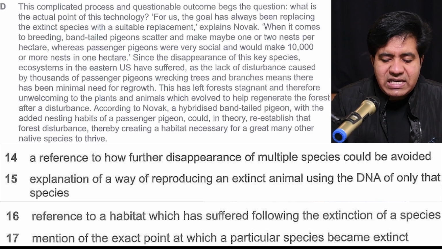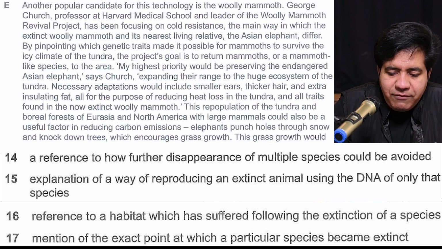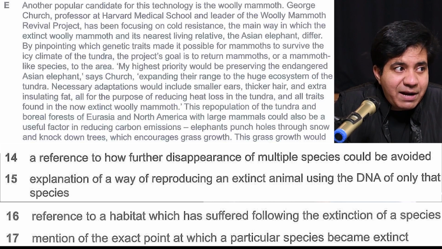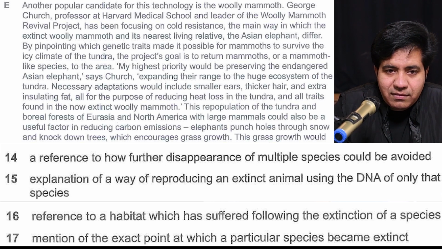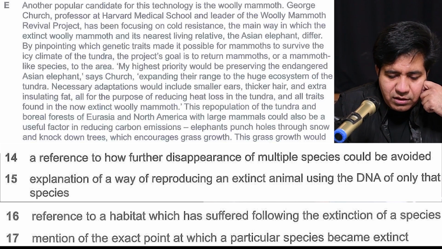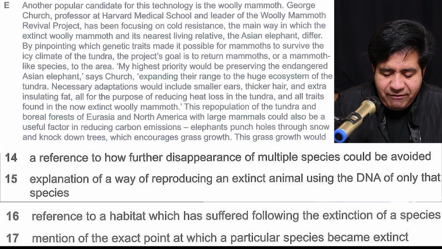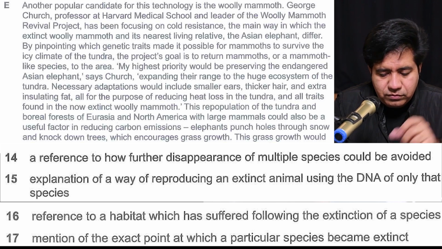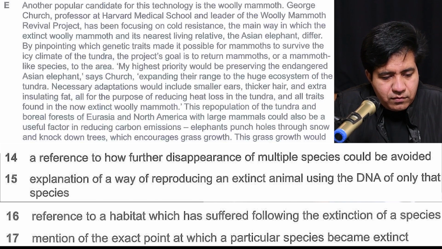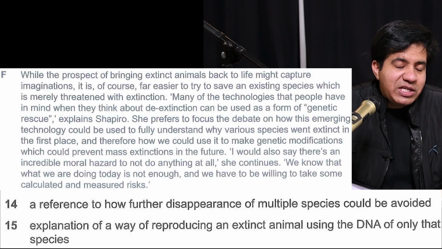Please come to paragraph E. Skim it. Have you found woolly mammoth? You should underline that because we have questions about him. George Church. No, we don't need to read George Church. Now either paragraph E or paragraph F. Come to paragraph F. Read the first 2 lines and you will find the clue.